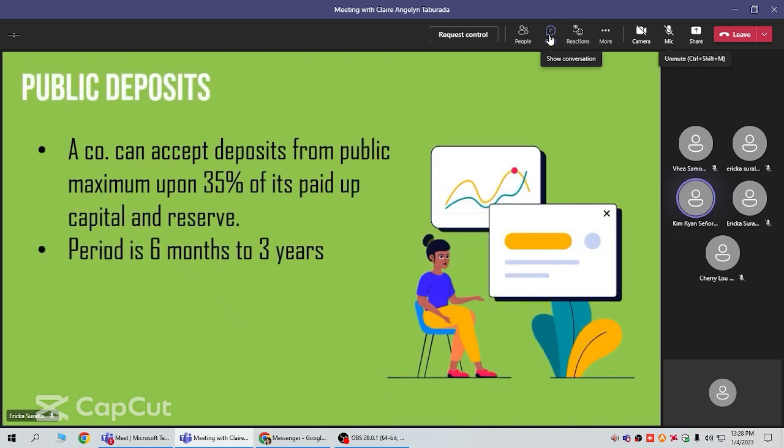So we have public deposits. A company can accept deposits from the public, up to a maximum of 35% of its paid-up capital and reserves. The period is 6 months up to 3 years. So ang ilang mga co-business pwede sila mo accept og deposits up to 35%, and they need to mo bayad ani to 6 months to 3 years.